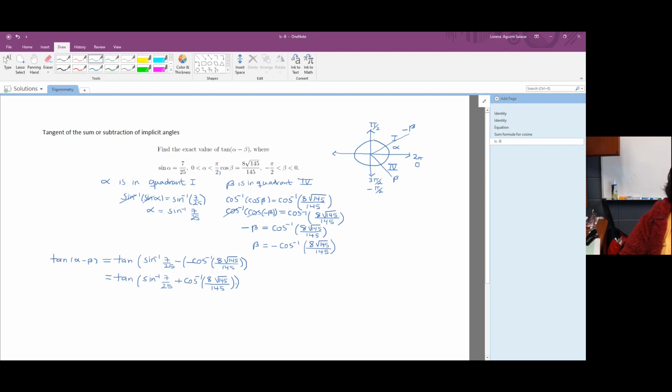And here we're working with tangent of an angle plus another angle. We can use the sum formula for tangent to find tangent of inverse sine 7 over 25 plus tangent of the inverse cosine of 8 root 145 over 145, all of this divided by 1 minus tangent of the inverse sine times tangent of the inverse cosine. It's taken really long to write all this.